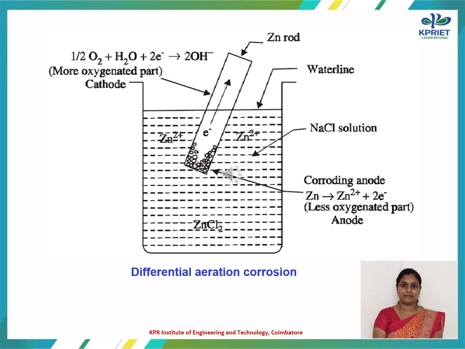The given image explains how differential aeration corrosion occurs, where zinc metal is partially immersed in an electrolyte, zinc chloride. The part which lies above the electrolyte is more aerated and will behave as a cathode, whereas the metal which is immersed in the electrolyte, where the oxygen concentration is less, will behave as an anode. This is how differential aeration corrosion occurs, when the same metal is exposed to different oxygen concentrations.